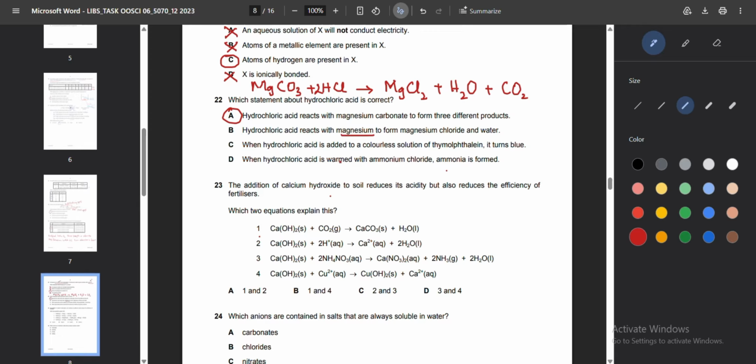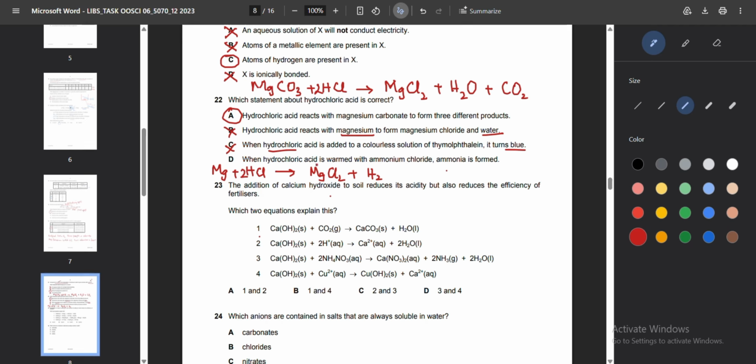Hydrochloric acid reacts with magnesium to form magnesium chloride and water. No, water is not formed. Hydrogen gas is released. When the reaction takes place between magnesium and hydrochloric acid, the salt formed is MgCl2. Along with that, hydrogen gas is formed. So this option is not correct. When HCl is added to colorless solution of thymolphthalein, it turns blue. HCl is acidic and thymolphthalein is colorless in acids and it turns blue in alkalis. So this option is not correct.